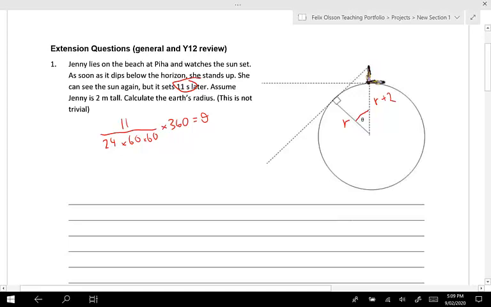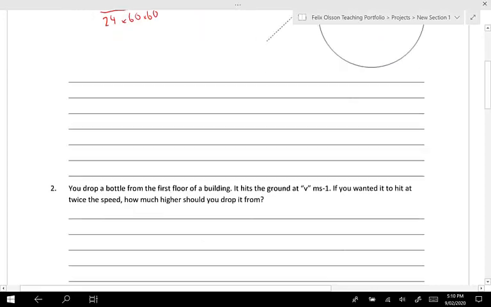Okay, and then we have an angle and an expression for two sides. We should be able to use trigonometry to figure out what the value of r must be. Okay, so that's question one.